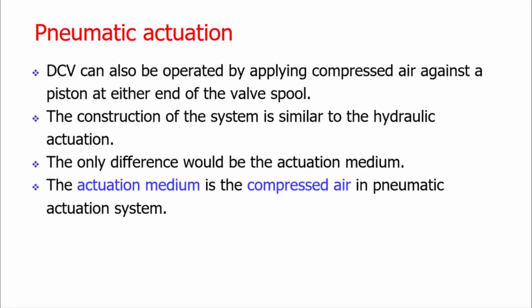We can use pneumatic energy as well. We can use compressed air to actuate the directional control valves, by using the compressed air against the piston. So instead of having the pressurized fluid, we can have the compressed air at the piston to move the piston in a particular direction. The construction of the system is similar to the hydraulic actuation system itself. So instead of a hydraulic fluid, here we are using compressed air.